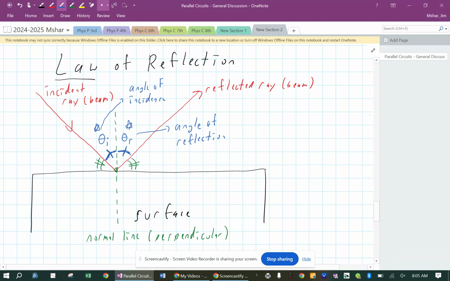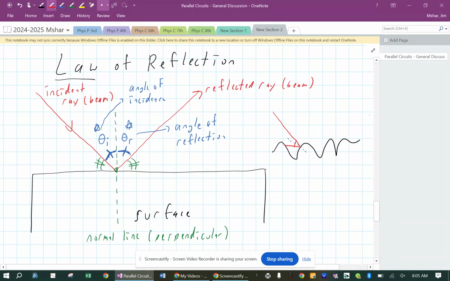Now, one last thing I'll mention. We also will talk about reflection off of a bumpy surface. So let's say over here, I draw a bumpy surface, okay? And the beam of light hits the bumpy surface, okay? Will the law of reflection still be true? Well, yes. At this point right there, if we draw a line perpendicular to the surface, okay, and the light will bounce off at an equal angle to that normal line.